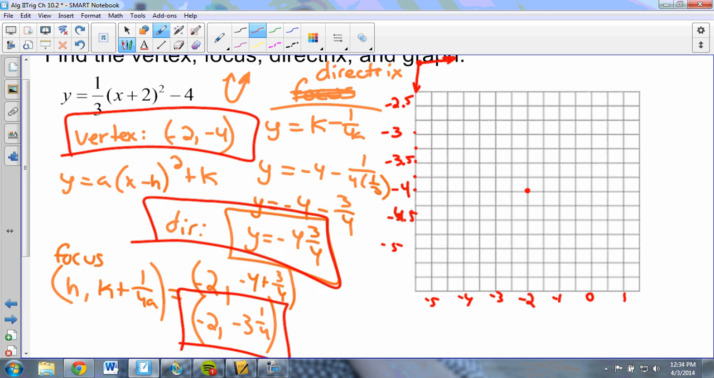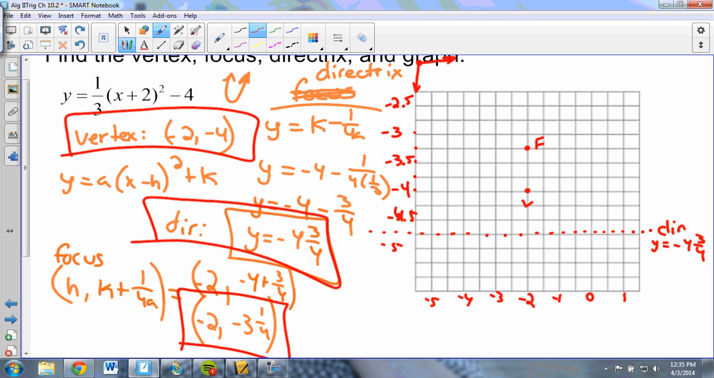I'm not doing lines right now, so I'm not worried about slopes. The reason we tried to keep the same scale before was because we had lines. Directrix, y equals -4 3/4. That is this line right here. It's my directrix. Focus, -2, -3 1/4. So here's -2, and then here's -3 1/4, right here. So this is my focus, this is my vertex.